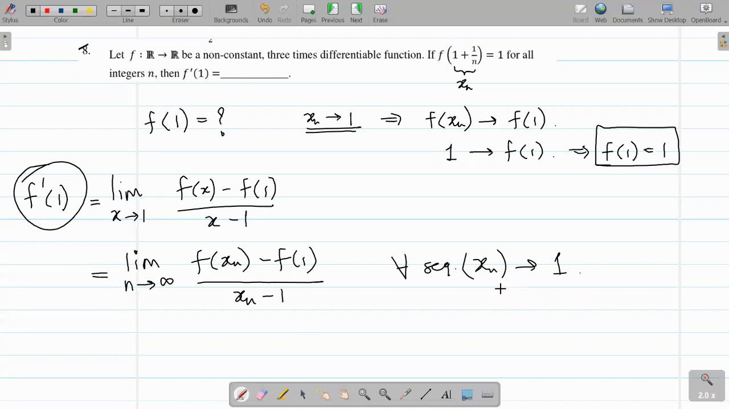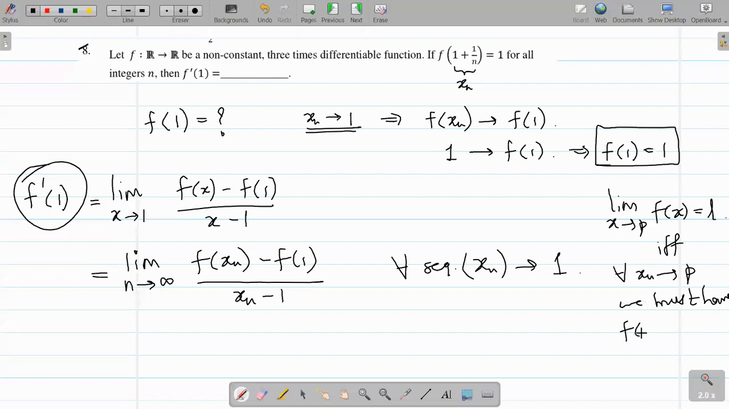This is the sequential result for limits in general: whenever the limit of f of x as x goes to p is L, this is if and only if for every sequence xn converging to p, we must have f of xn converge to L. And it's if and only if. So now I know the limit exists. If I want to compute that limit, I can take help of a sequence.